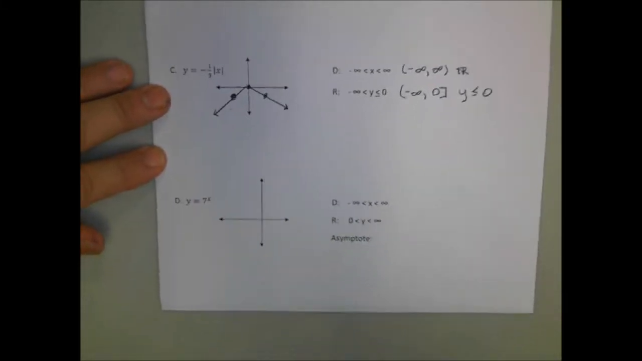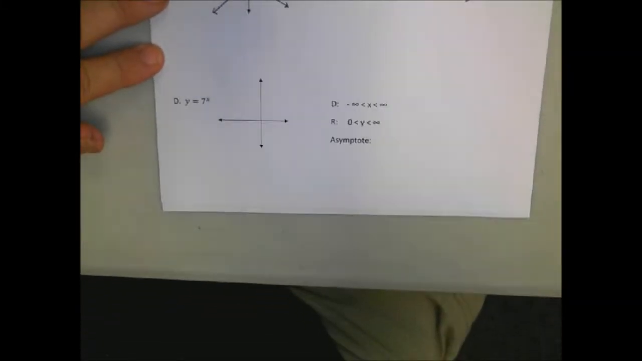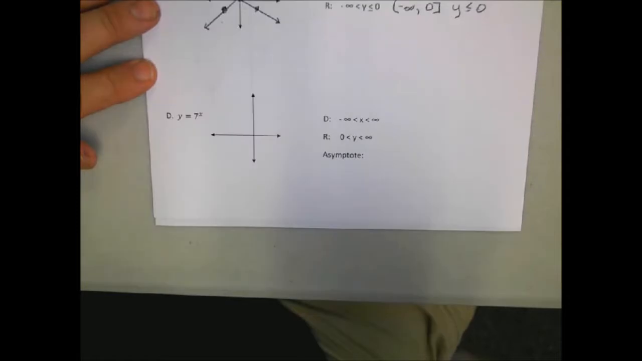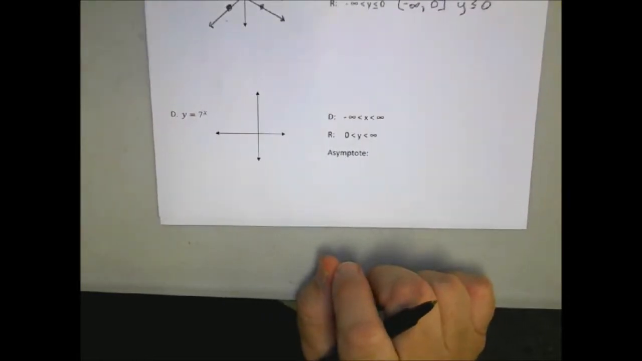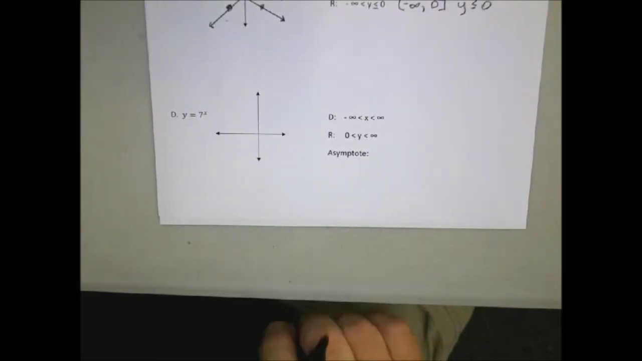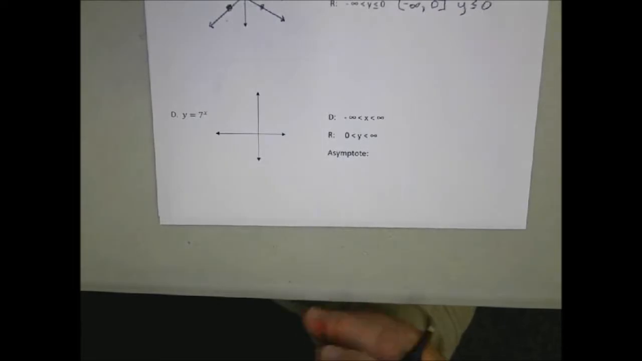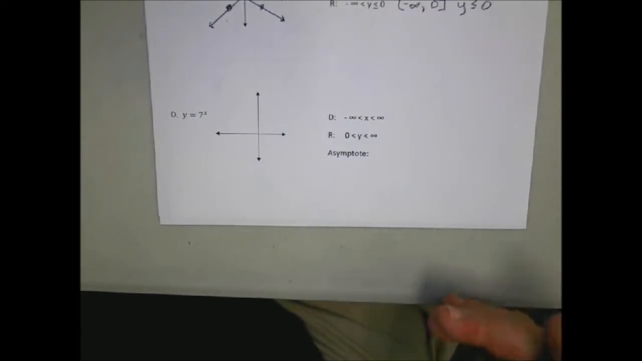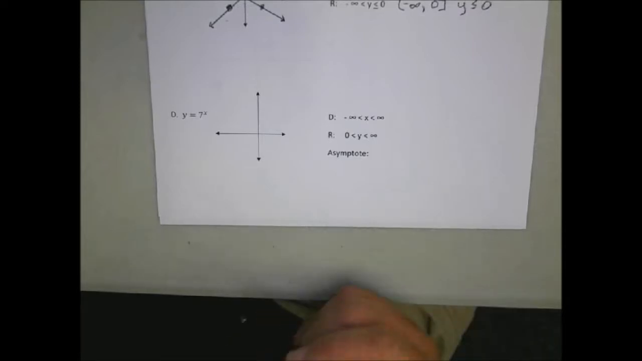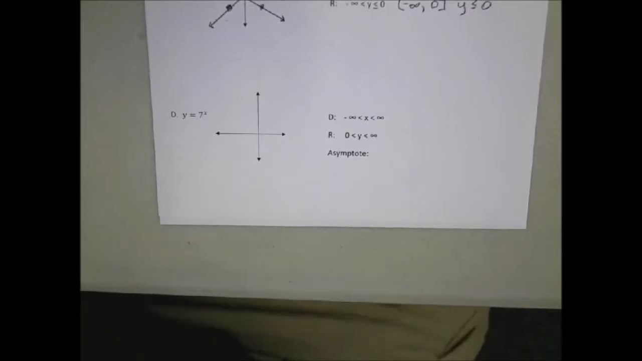Now, the last one. Y equals 7 raised to the x power. Simply by looking at the characteristics of the equation, we know it's an exponential growth graph. But the parent function has a 2 in front of it. What is that 7 doing? Well, it's just going to make it grow faster.